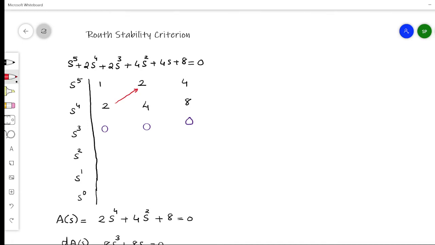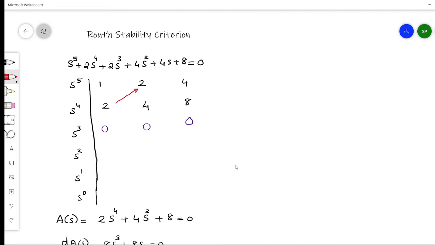Hello everyone, in today's video I'll be explaining how to find the stability of a system using Routh Stability Criteria. For checking the stability of the system using Routh Stability Criteria, we know we can find the stability from the characteristic equation of the given system.